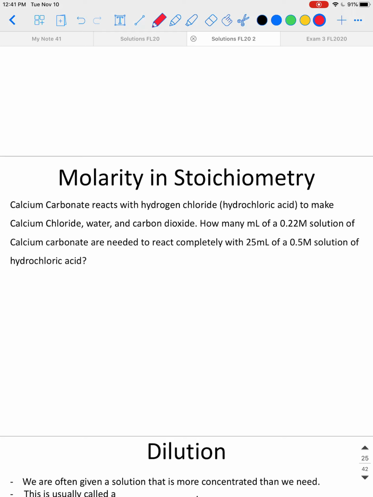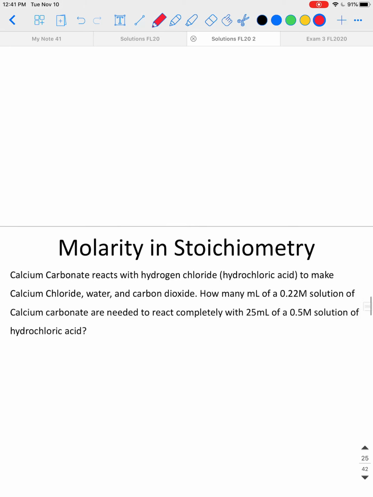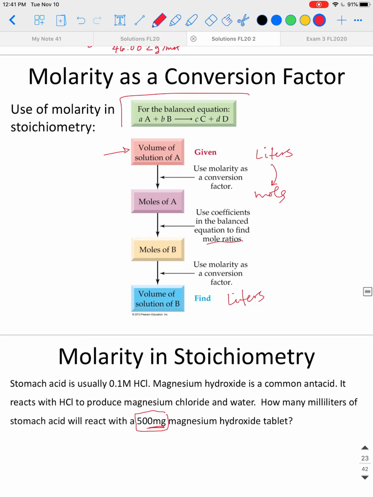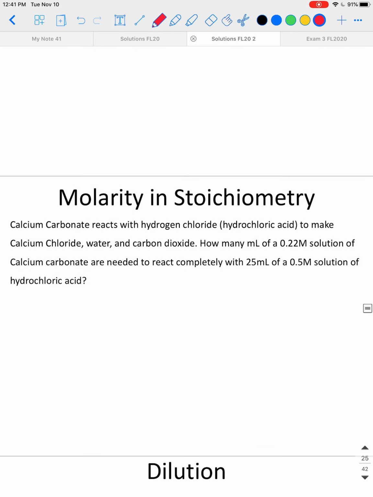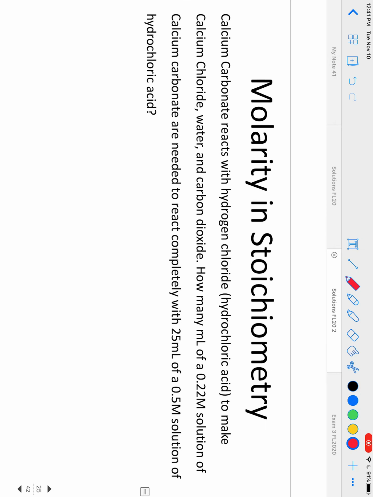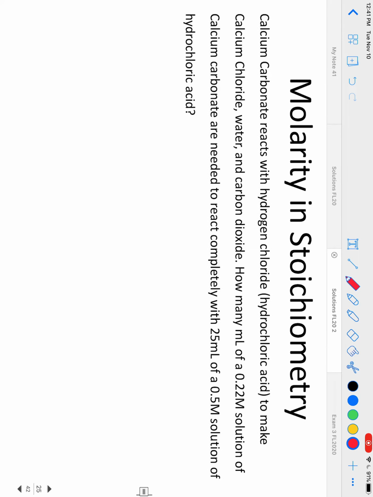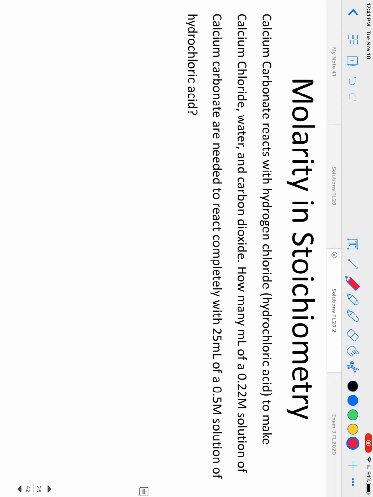All right, which says calcium carbonate reacts with hydrogen chloride, hydrochloric acid, to make calcium chloride, water, and carbon dioxide. So the first thing we need to do, remember, all of these problems start out with a balanced chemical equation. So take a second. I suggest you pause the video. I'm going to turn this thing sideways so I have more space. Maybe you can see it better. I suggest you pause the video and write out this sentence.